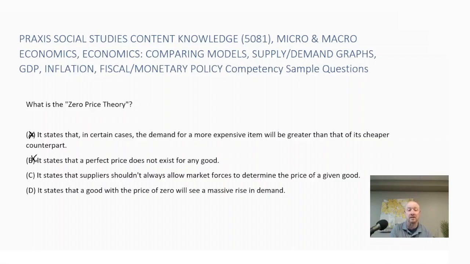Choice C, it states that suppliers shouldn't always allow market forces to determine the price of a given good. That is false. We always want to look at the market to determine price. So the correct answer here is D. It states that a good with the price of 0 will see a massive rise in demand. And that is true. We know that from when a company is giving out something for free, the huge lines that follow, massive, massive demand.